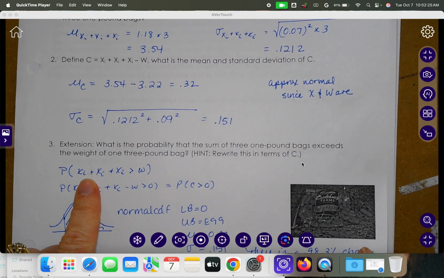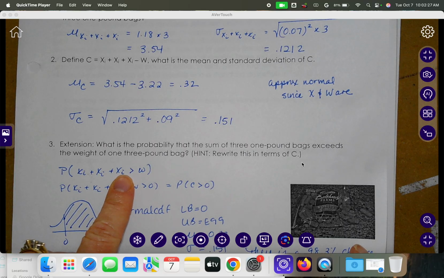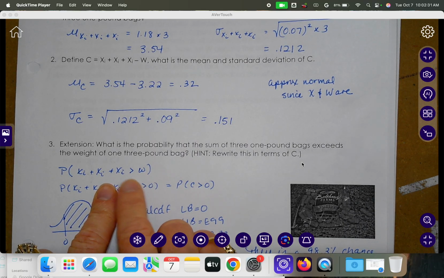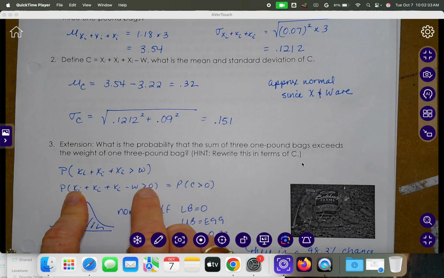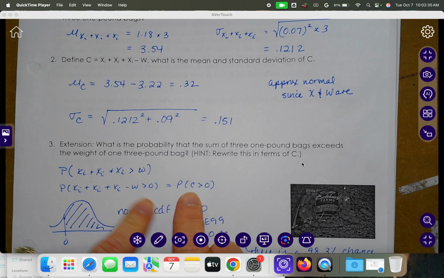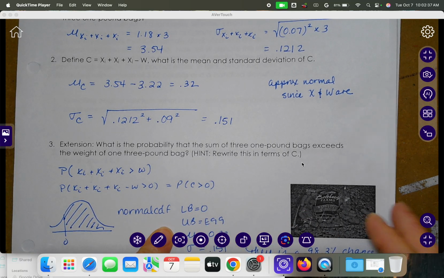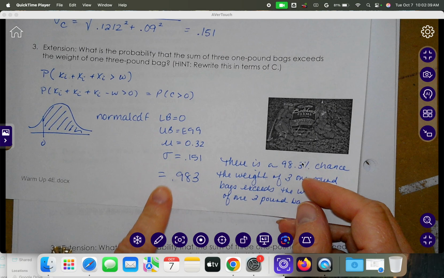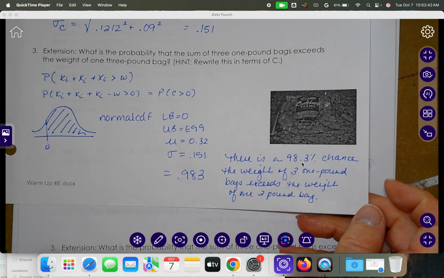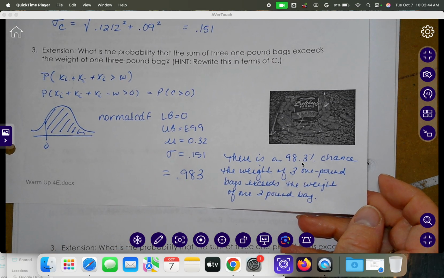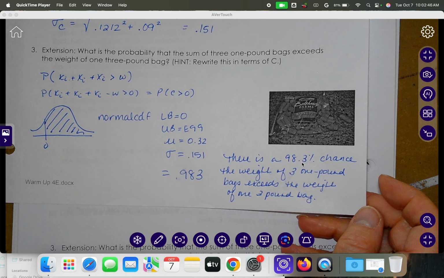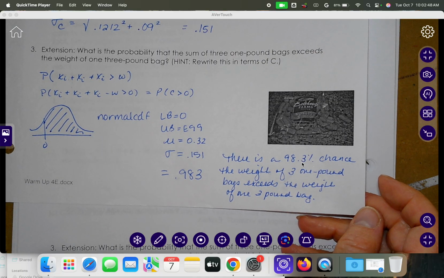Down here, you wanted to find out what's the probability that 3 1-pound bags are greater than the 1 3-pound bag. If I subtract W, I have what I wrote up above, greater than 0, so the probability C is greater than 0. So then you're just using normal CDF here. So there is a 98.3% chance the weights of 3 1-pound bags will exceed the weight of 1 3-pound bag.